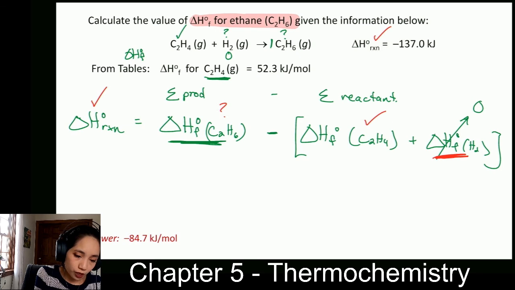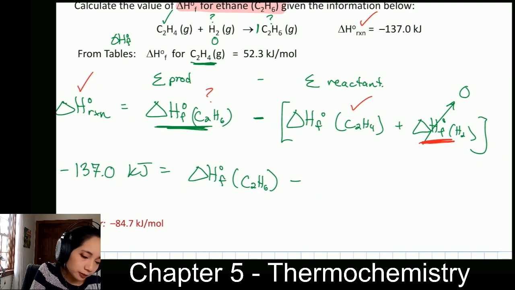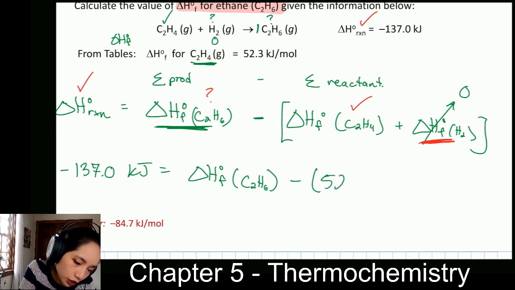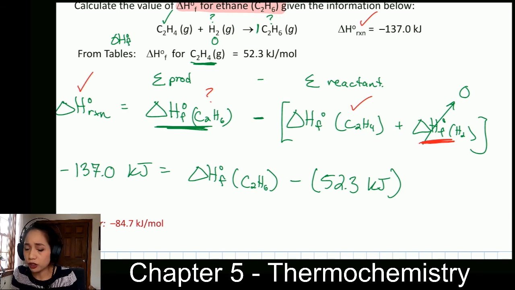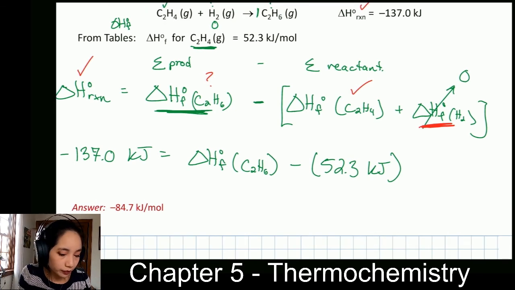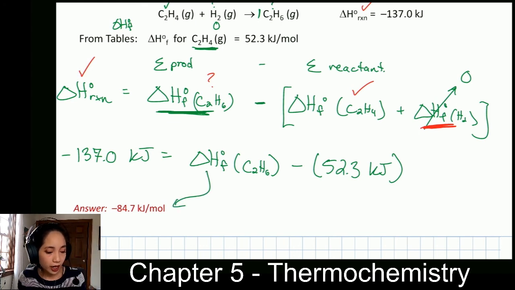So let's just put those numbers in as written. Negative 137.0 kilojoules equals this number, which is what we're trying to calculate, C2H6, minus the reactant, which is given as 52.3 kilojoules. Thankfully, all the coefficients are just 1, so we don't have to factor those in right now. Now all you do is plug and chug and solve for delta H of formation for C2H6, and you get negative 84.7 kilojoules per mole. So that is the delta H of formation of ethane.